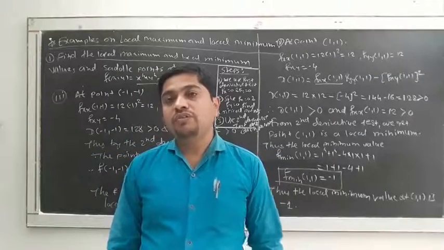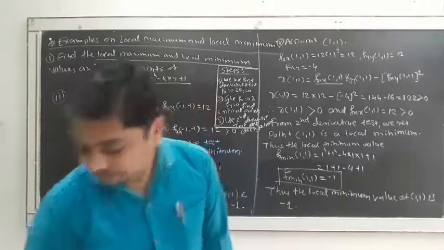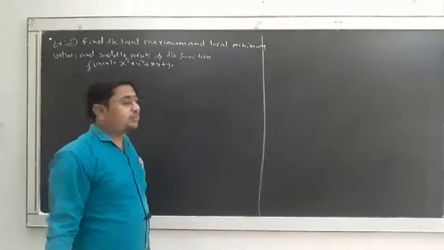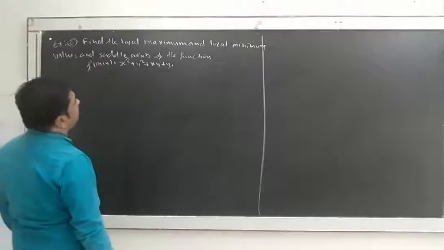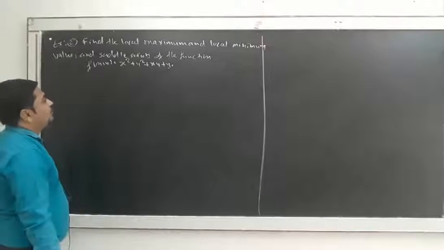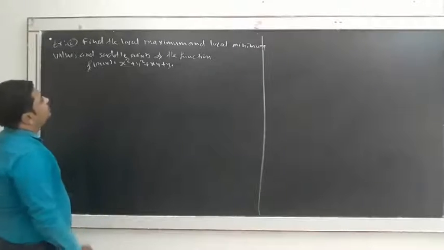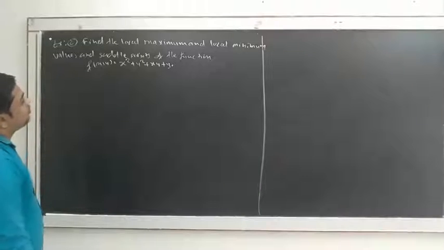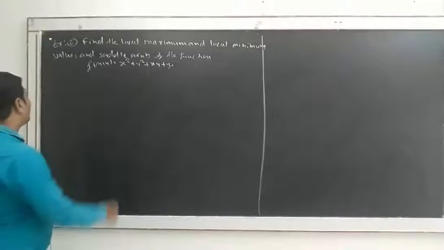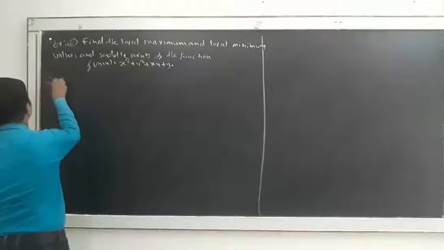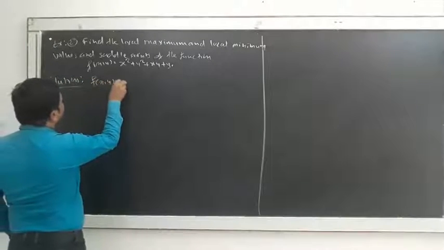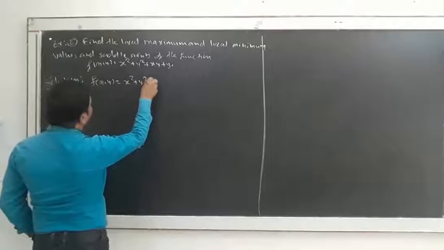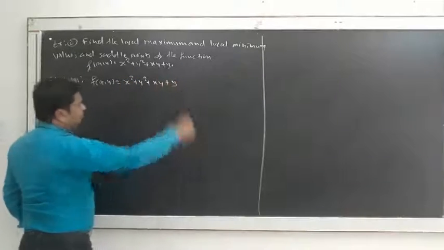Okay, so we will solve one more problem here. So we will go for the second problem. What is our second problem? Find the local maximum and local minimum values and saddle points of the function f(x, y) is equal to x square plus y square plus xy plus y. So what can we write now? Solution. What is given? You have f(x, y) is equal to x square plus y square plus xy plus y.